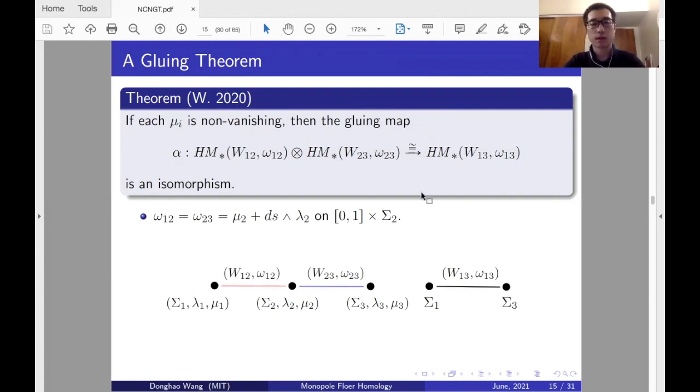Here's a word of warning. This theorem is subject to certain limitations because when 2 such 3-manifolds are glued along their common boundary, their 2-forms are required to agree with each other over this overlapping region. So this imposes a non-trivial condition on the way they are glued.